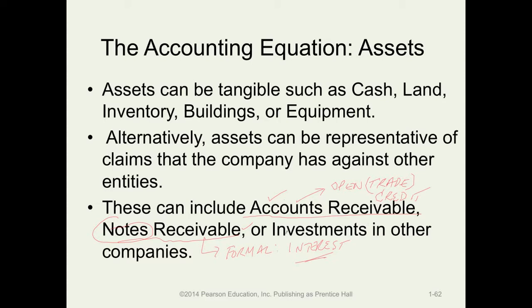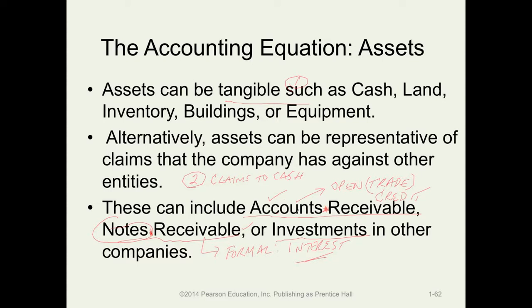Other assets that are not tangible in nature would be investments in other companies. So you buy the stock of other companies. So one type of asset is tangible. Second type would be claims to cash that you have. So for example, again, you sell a product on credit. Someone owes you that money. You have to set up a receivable. On the other side, I should say on a more formal side, you could have a note receivable.